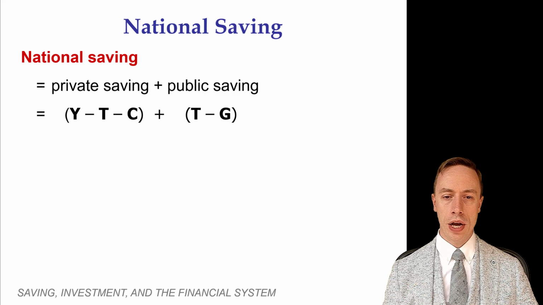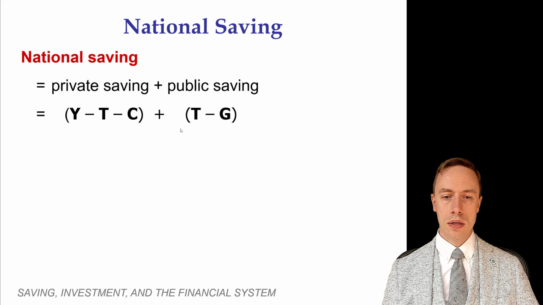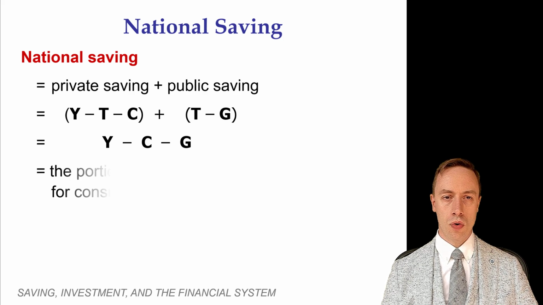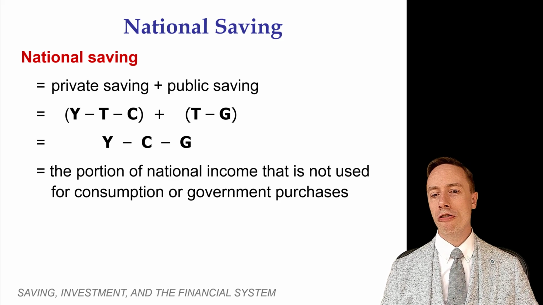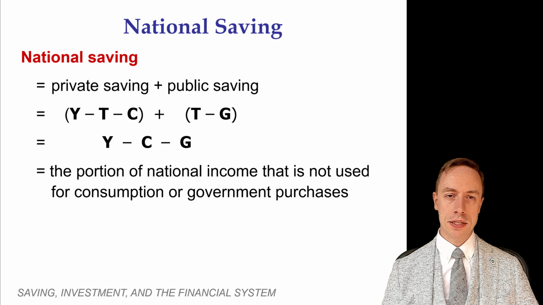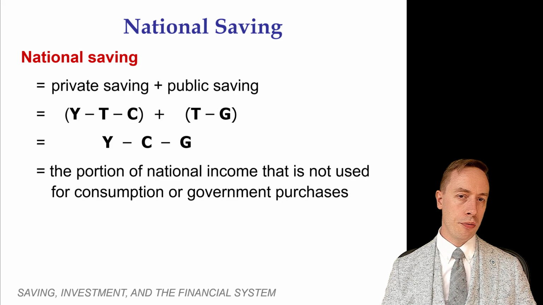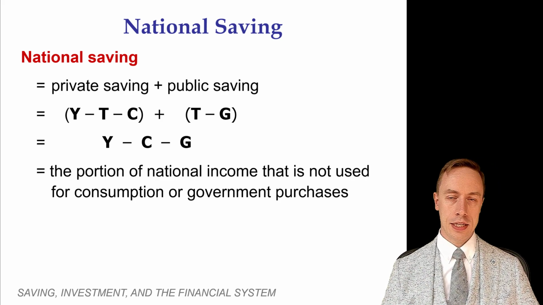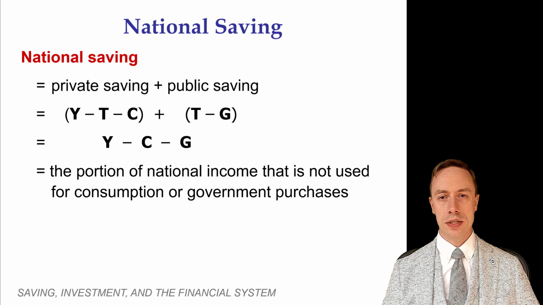If we add these two terms together, we can simplify a little bit. Minus T over here cancels out with plus T over on the public saving side. So national saving can also be written as Y minus C minus G. Or in other words, it's all of our national income that is not used for consumption or government spending. Basically, it's everything we produce that we don't use for the now, but that we produce for the future. That's the fundamental nature of national saving.